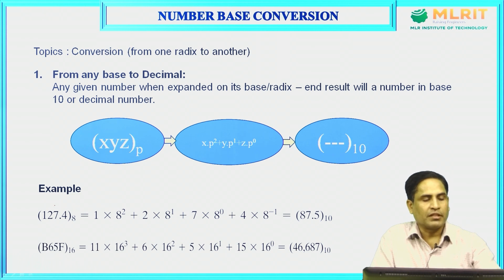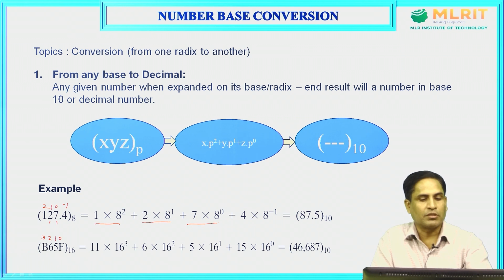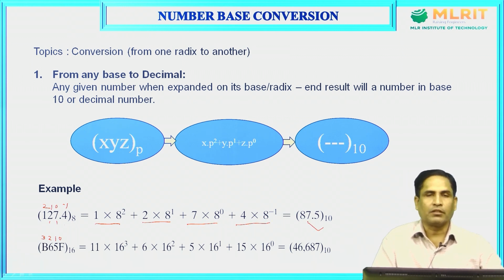You can easily figure out the position values. Here it's 0, 1, 2, and this is for the minus 1 position. And here it's 0, 1, 2 and 3. So I expand this number like this: 1 into 8 power 2 plus 2 into 8 power 1 plus 7 into 8 power 0 plus 4 into 8 power minus 1, and the number 87.5 is the equivalent number in the decimal number system for the given number 127.4 in the octal number system.